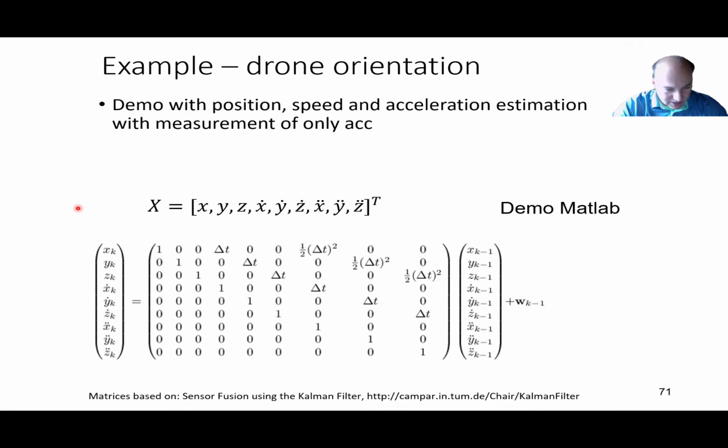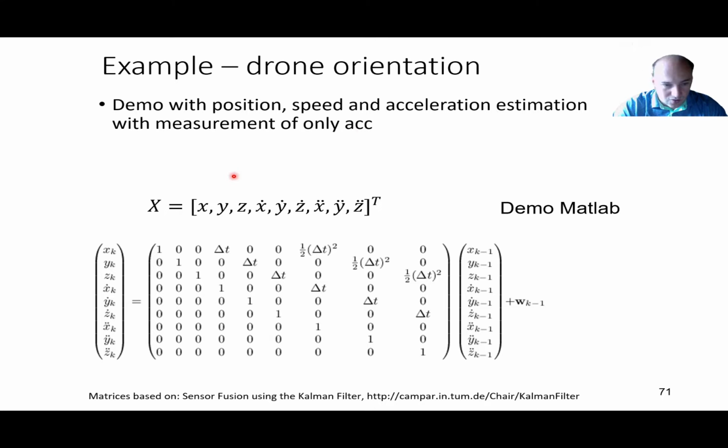So what we will be doing is that we will measure the acceleration with an accelerometer, and we will try to use the Kalman filter to estimate the position and speed just by using the measurement of this accelerometer. It's a simplified example, but it will show us that the Kalman filter is quite able to estimate those values only by measuring one variable.